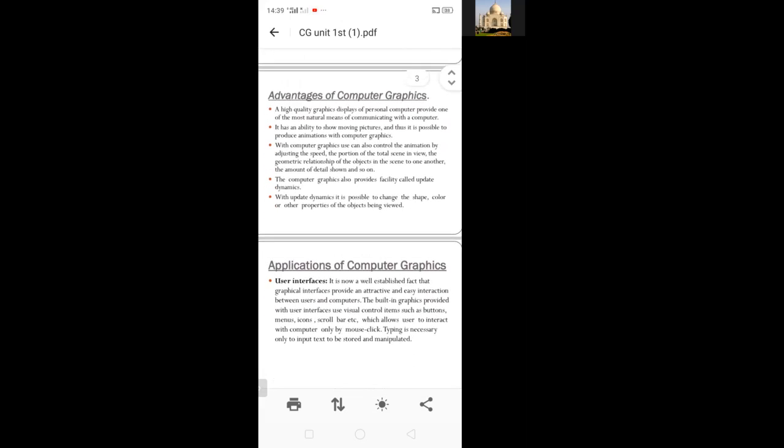Now the next one is applications. Computer graphics has lots of applications. It is used in almost every industry right now, because as we know, today's era is the presentation era. Everywhere the presentation is a must, so therefore we are considering this. Now we are just listing some of the applications.